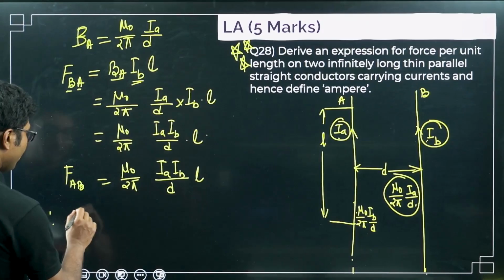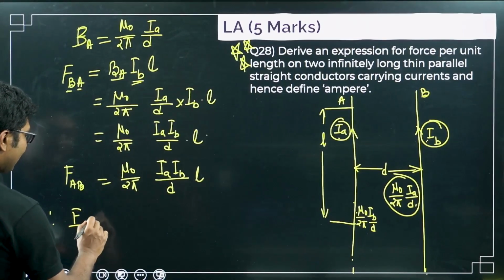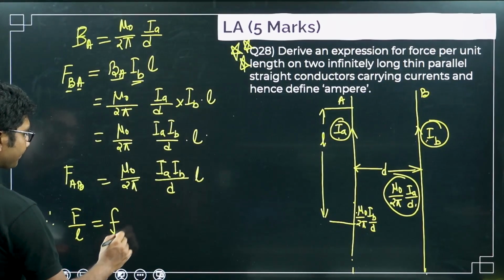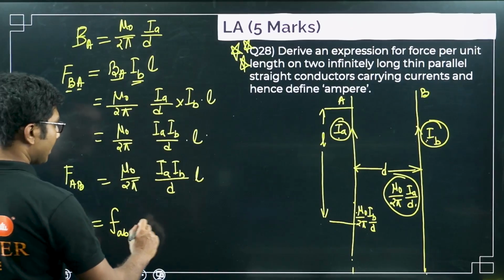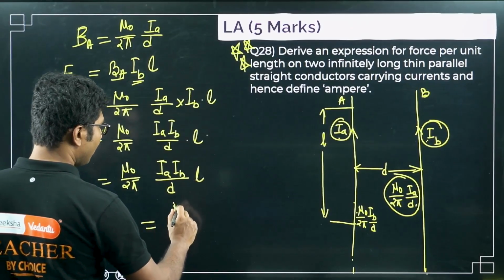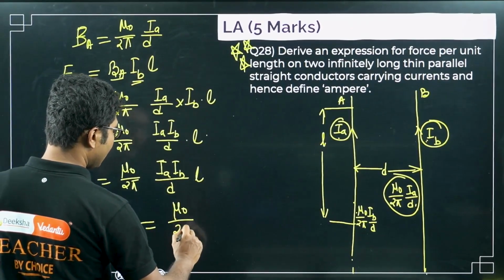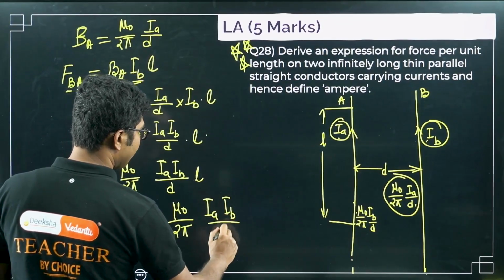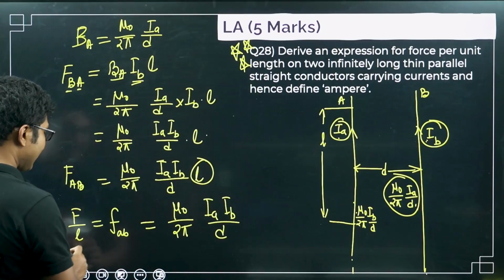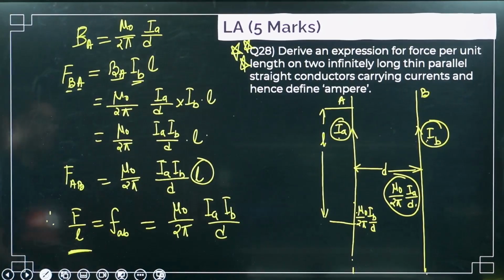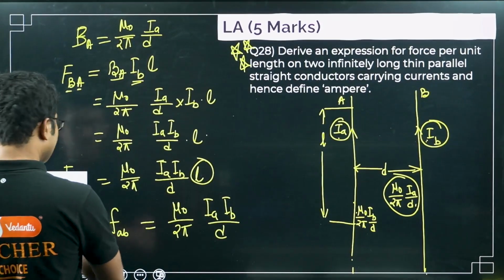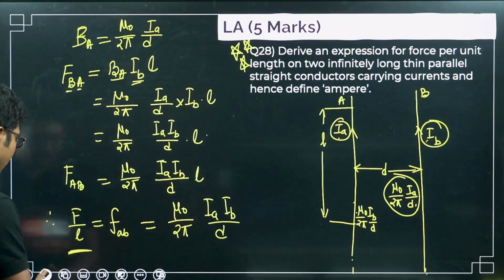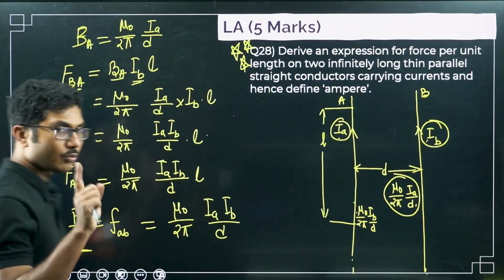Therefore, force per unit length is given by mu naught by 2 pi Ia Ib by d. So this L is divided here. Okay, so L is gone. So you have to remember about this small change, small trick. If you don't do it, they will deduct 1 mark for this.